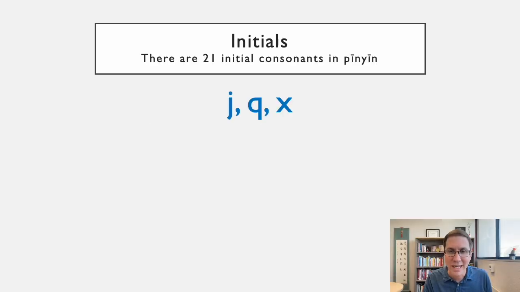So far, we've covered 11 initial consonants. Nice work. It's now time to begin focusing on some of the more difficult initial consonants. So let's take a moment here to look at J, Q, and X.